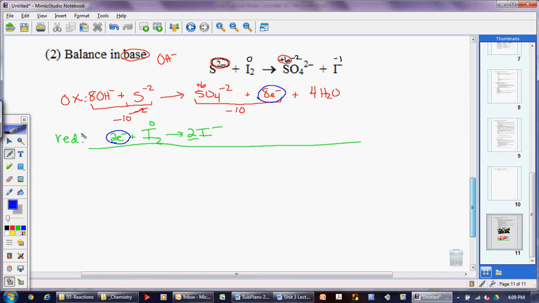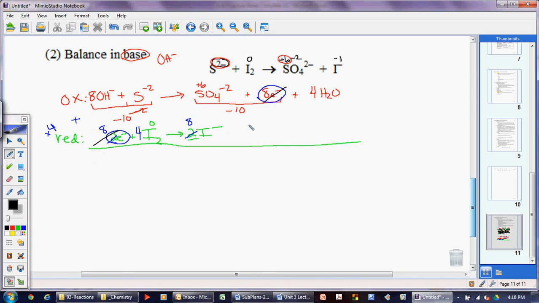In order to make this work, we need to multiply the reduction reaction by 4 to make sure we have the same number of electrons being lost as are being gained. That turns the 2 into an 8, my iodine I2 into a 4, and my I minus iodide into an 8 as well. And then we should be primed to add. Now we have 8 electrons. Here, I'll do this in black. Now we have 8 electrons on the left and right. They will cancel, and we can add down. So let's add straight down.